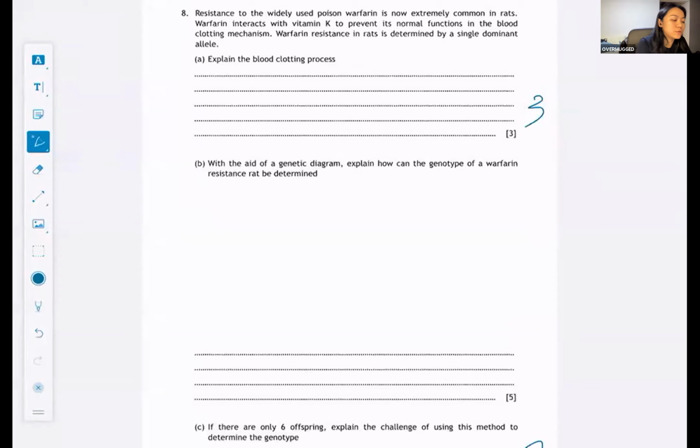So let's read the question. Resistance to the poison warfarin is now extremely common in rats. Basically, warfarin is like a rat poison, but certain rats are resistant to it. Warfarin resistance in rats is determined by a dominant allele. So what is the possible genotype? It is homozygous dominant or heterozygous. Both of these would lead to the rat being resistant to warfarin. And this question is asking, how can we determine between the two?